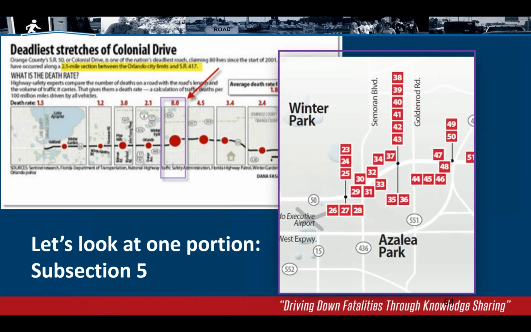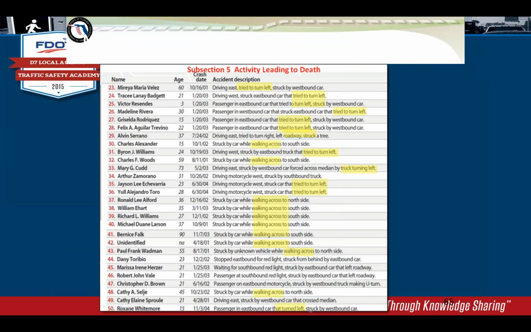We're just going to look at that one section 5. Some of you might be familiar with this area. This is State Road 436 and its intersection with State Road 50. This is Goldenrod Road. And this section, again, 4 years. Each of these red numbers is a death. And so these are the people that died on that road.